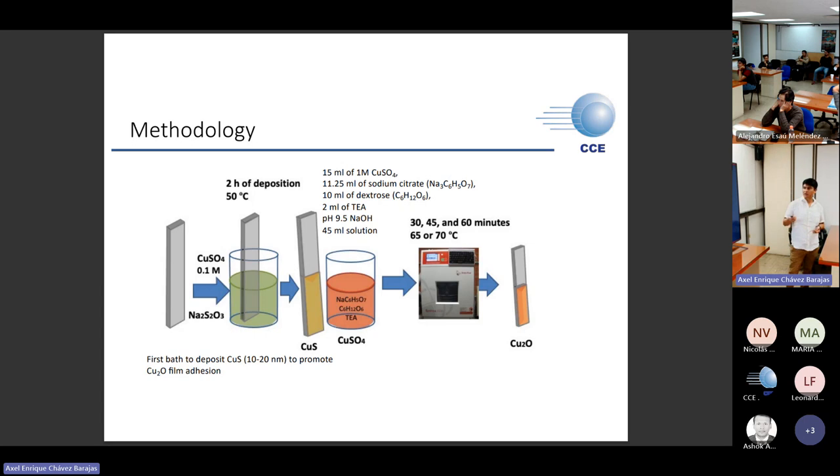So I proposed something else: the use of triethanolamine as a complexing agent, as a secondary complexing agent. So this is the process that I follow.